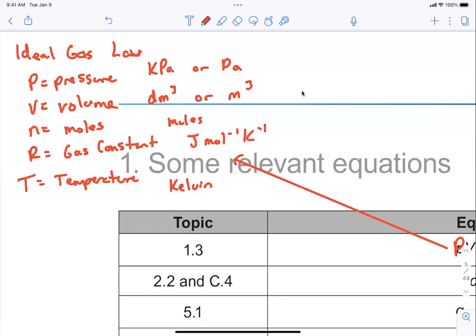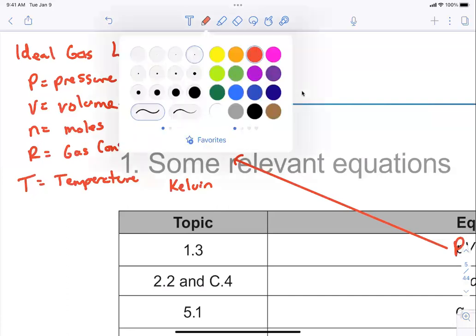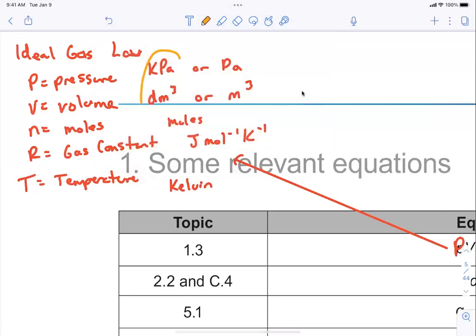Now, the thing with pressure and volume is that the units have to be compatible with each other. If you're going to use kilopascals, you have to use decimeters cubed. And if you're going to use pascals, you have to use meters cubed. They are paired up so that you get the right ratio of pressure and volume in your equation. And they do give you the conversion between decimeters cubed and meters cubed later on, which we'll see.